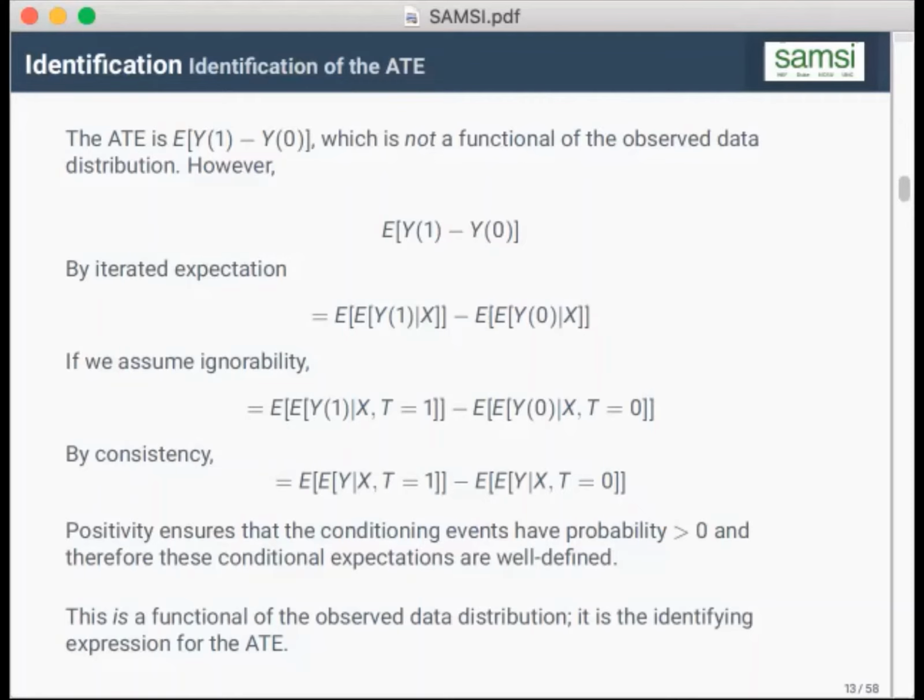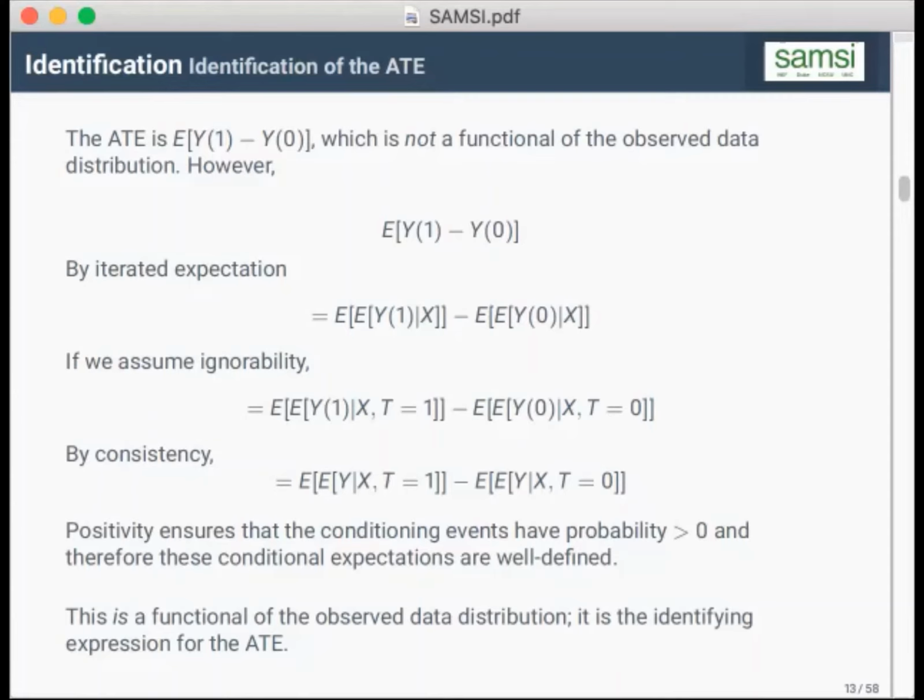So that means that we can add a conditioning event for treatment to this conditioning event of X. And that's what I've done in this third line. Now, by consistency, we can turn the potential outcomes into observed outcomes. And we still need positivity. Positivity ensures that the conditioning events here have positive probability, and therefore that these conditional expectations are well defined.